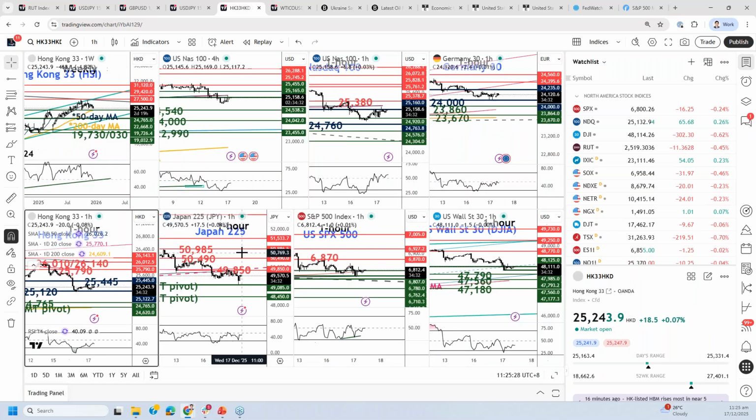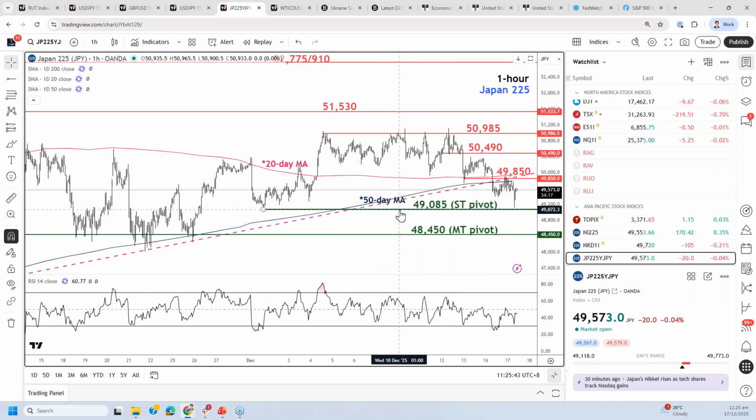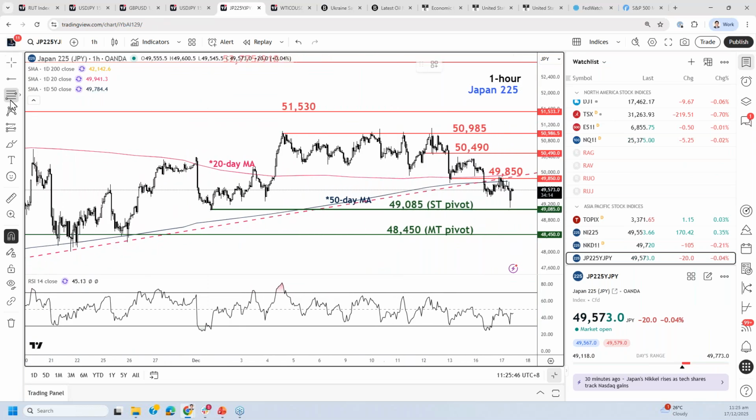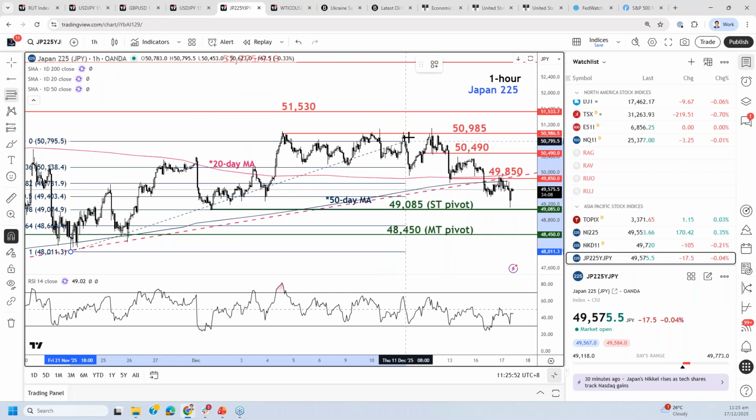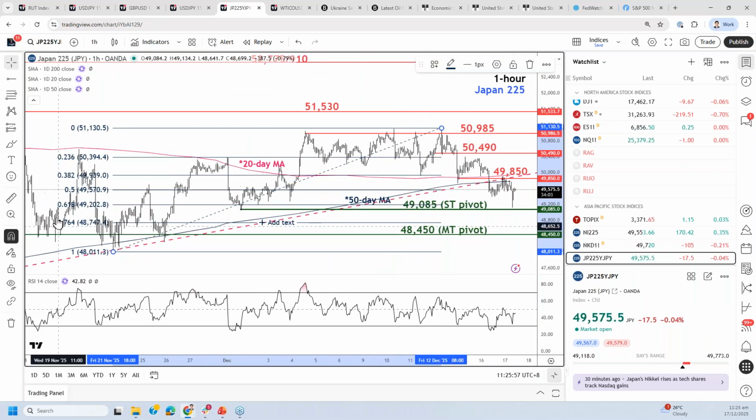Next up will be the Japan 225, representing Nikkei 225. So Japan 225, yesterday we flipped to a bearish bias for it to dip down lower, and indeed it dipped down and almost hit our support level that we highlighted yesterday at 49,085. And this 49,085 also confluences with a key Fibo retracement level of that previous minor rally from the low of 21st of November minor low all the way up to the minor swing high of 12th of December. That confluences with the golden ratio at 61.8% as well.